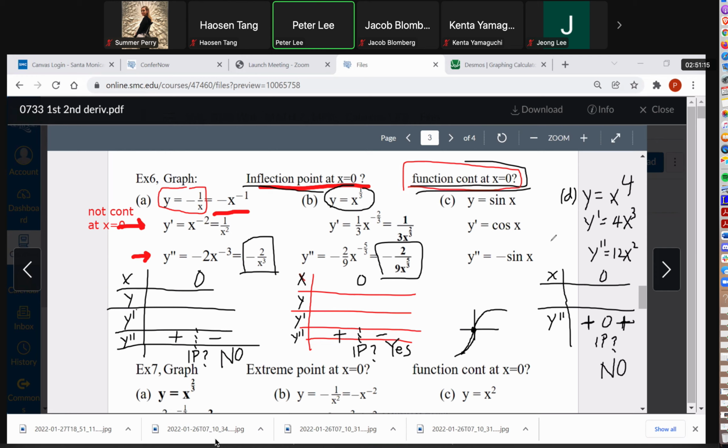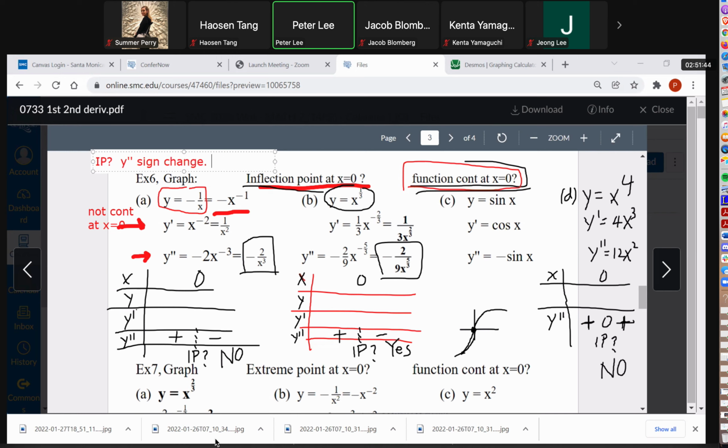Let me just say this. Two things must happen. One, there must be a sign change. So let me put it over here. The sign change here is the inflection point. Let me put it at the very top: IP means we must have a sign change in y double prime. So the y double prime, sign change.